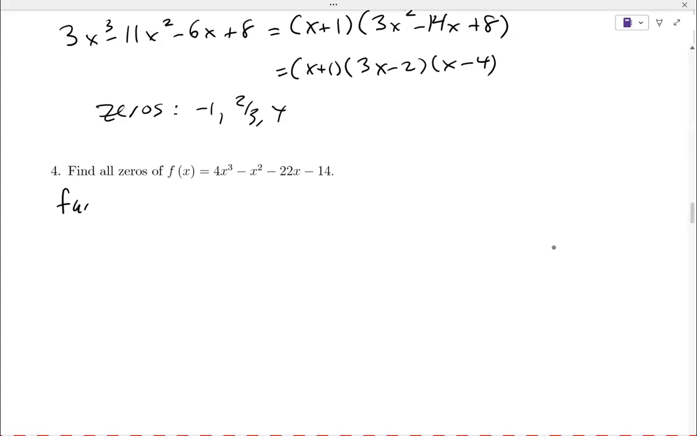What numbers do we need to look for the factors of? Yeah, 14 and 4. Factors of 14 are 1, 2, 7, and 14. Right, 1 and 14, 2 and 7. Factors of 4: 1, 2, and 4.